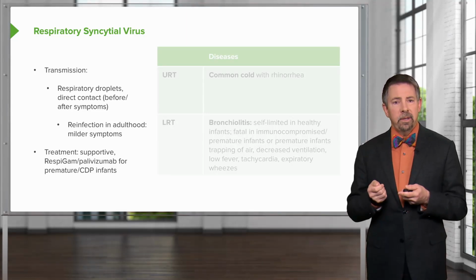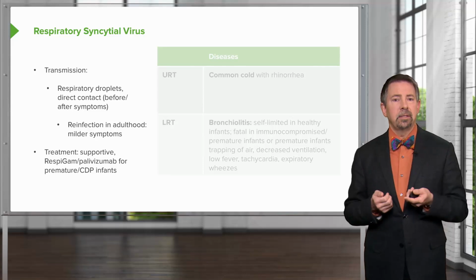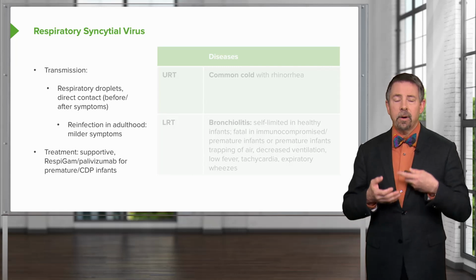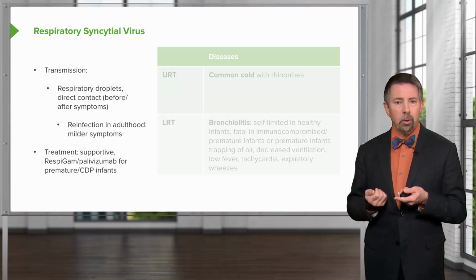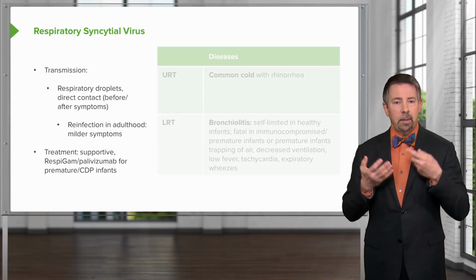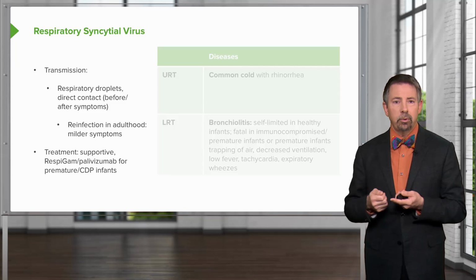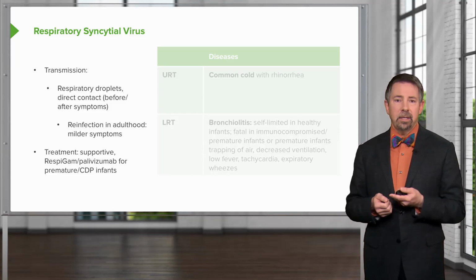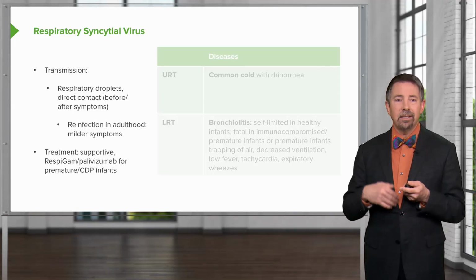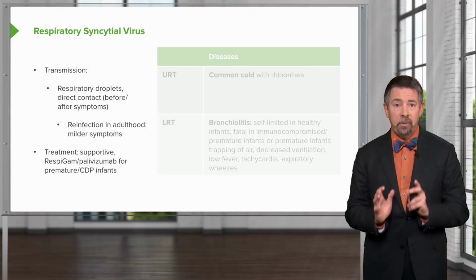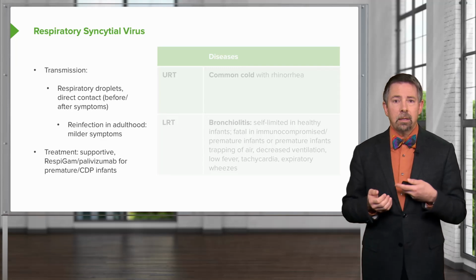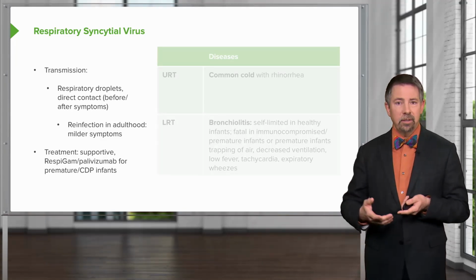For premature infants or patients with chronic lung disease, and especially infants in that stage, they benefit from the use of palivizumab. It's a monoclonal antibody specifically against RSV. Respigam was a prior product, which was a polyclonal approach, but palivizumab is the way to go. And that has been quite protective against severe disease. It doesn't prevent those infants from getting RSV, but at least if they do get RSV, they're less likely to have a severe progression of their disease.